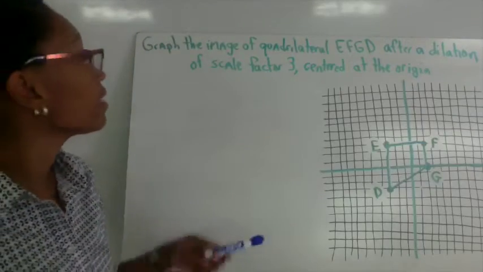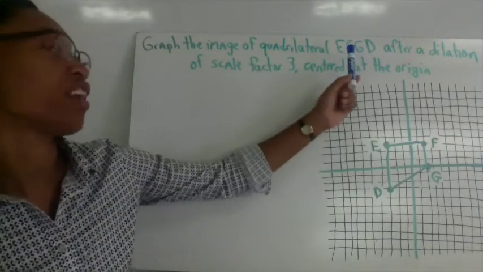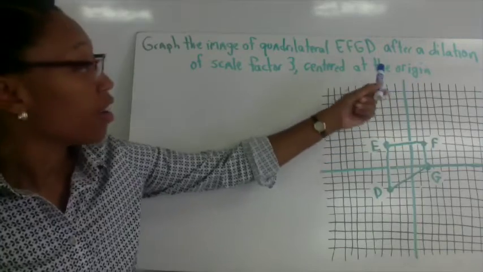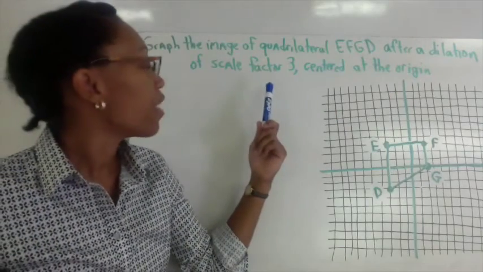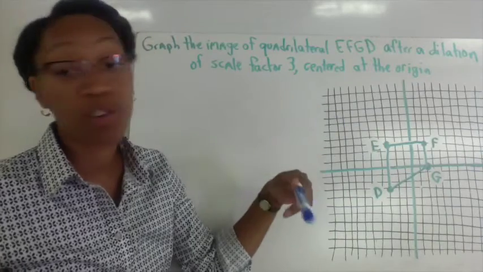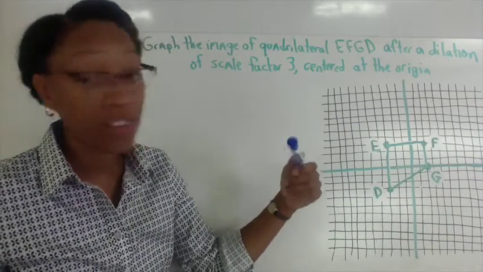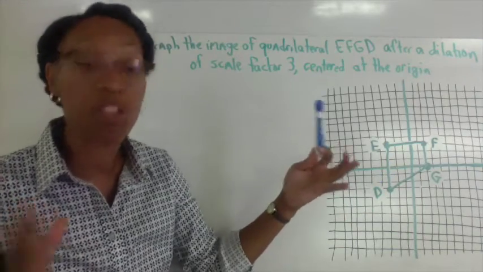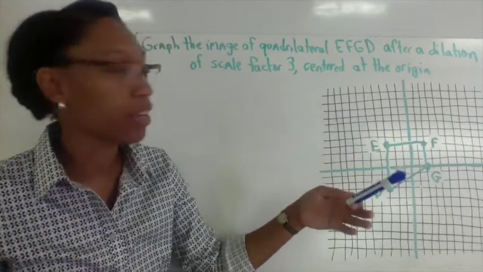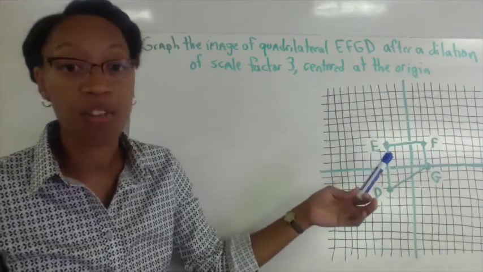Okay, lastly, let's see if we can graph the image of quadrilateral EFGD after a dilation of scale factor 3. And that scale factor is centered at the origin. So what we have to do is take this entire shape and dilate it by 3, which means we're going to multiply it by 3. So first, let's figure out where all these points are.